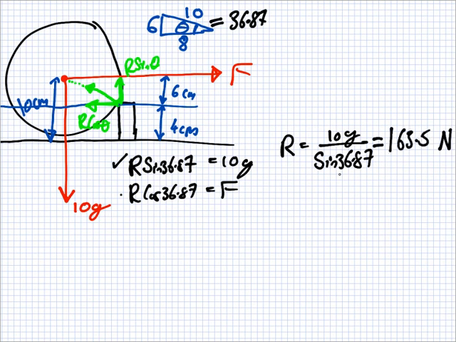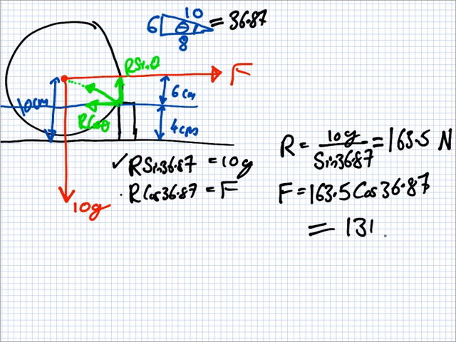16.5. Okay. Now F is equal to, I said, R cos 36.87. So that's 163.5 cos 36.87, and then we have the answer. 130.8. Looks so easy now, doesn't it?